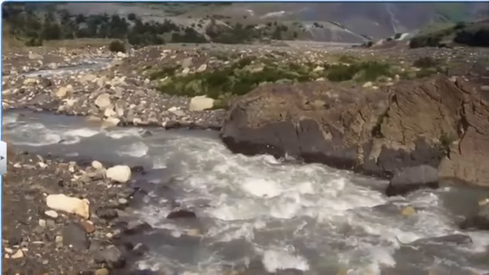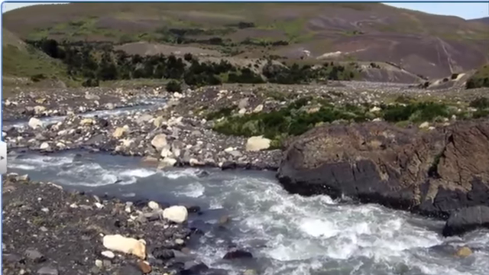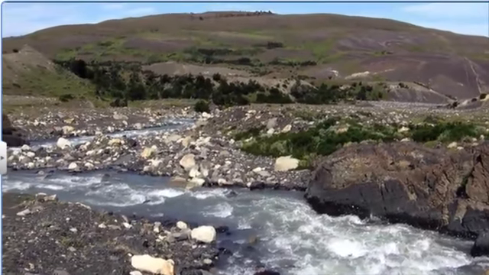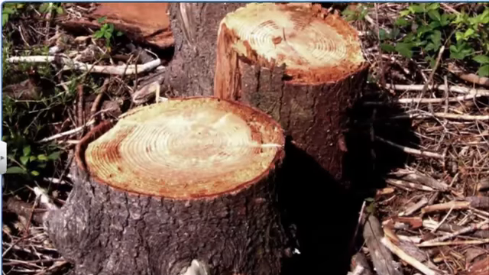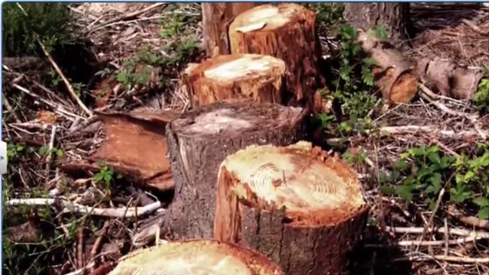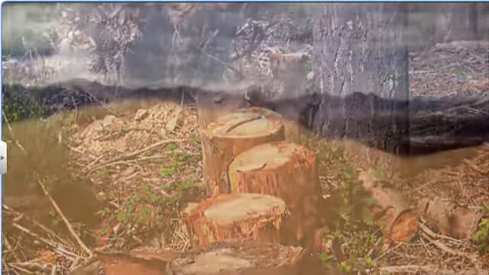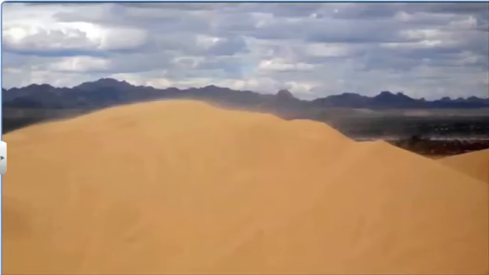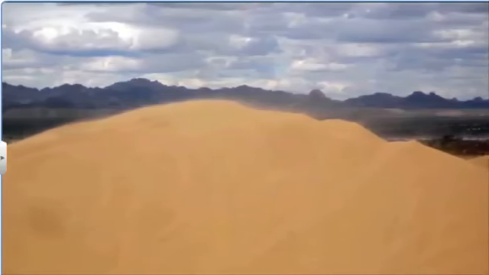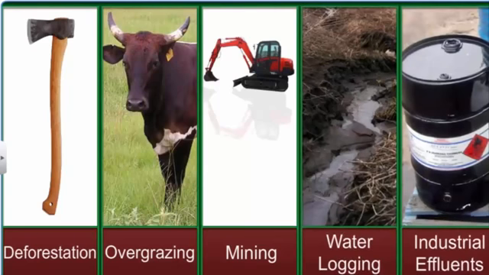Natural agents like wind and water constantly keep eroding and degrading land. However, human activity has contributed to and increased the pace of this natural land degradation. Here are the main factors contributing to land degradation in India.